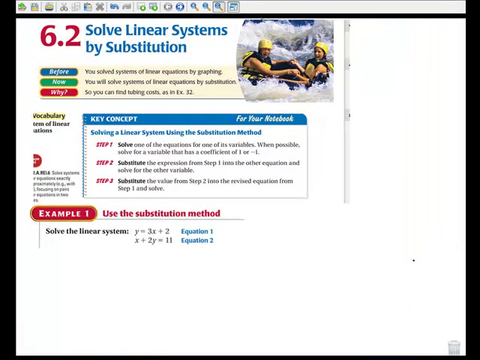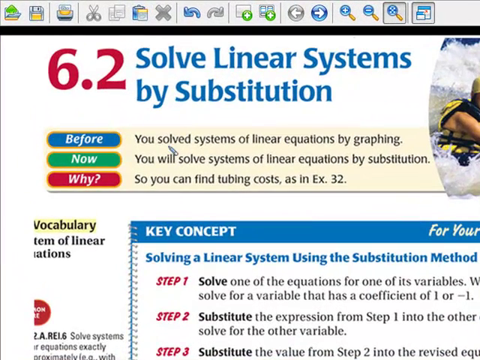Lesson 6.2 is solving linear systems by substitution. Previously, you solved systems by graphing, and we found that the system solution was the point where the two lines intersected. No matter what method you use, if we think about it geometrically, the solution to a system is always where the lines intersect. But we do have another method, and this method is solving by substitution.